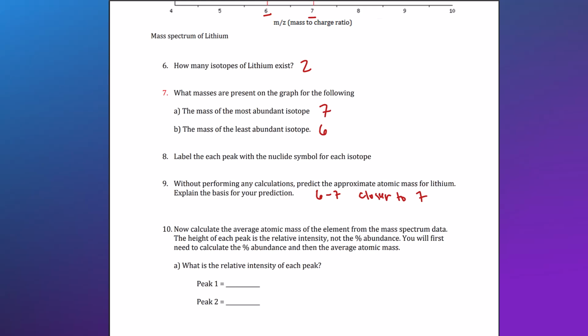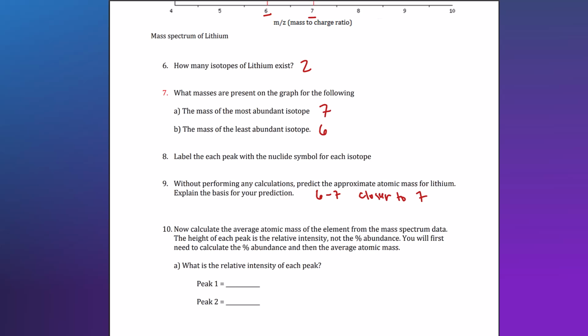Now calculate the average atomic mass of the element from the mass spectrum data. The height of each peak is the relative intensity, not the percent abundance. So make sure that you're reading your axes so that you know what you're given. You're first going to need to calculate the percent abundance and then the average atomic mass. And so it kind of walks you through that.